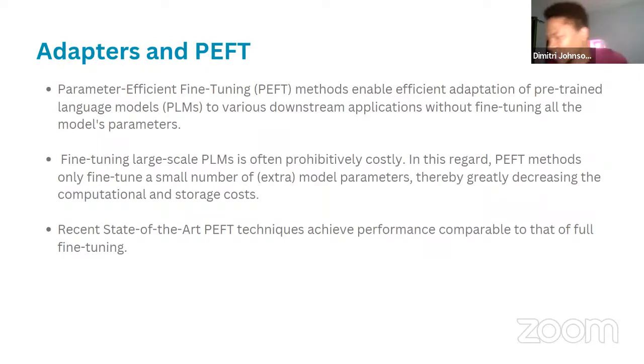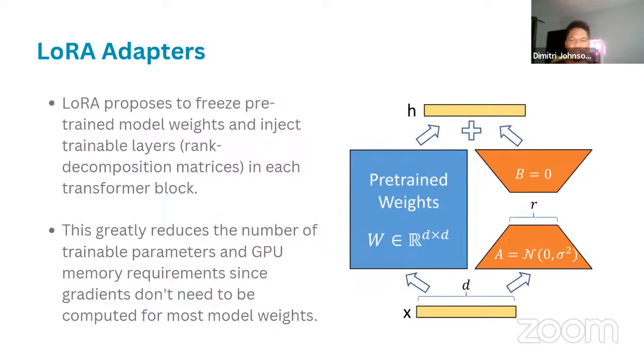Adapters. Let's talk about adapters. Adapters are kind of the in thing right now, a form of parameter efficient fine-tuning, right? This method enables efficient adaptation of pre-trained language models, PLMs, to various downstream applications without fine-tuning all the model's parameters. So let's continue. Fine-tuning large-scale PLMs is often prohibitively costly. In this regard, PEFT methods only fine-tune a small number of extra model parameters, thereby greatly decreasing the computational and storage costs, right? And recent state-of-the-art PEFT techniques achieve performance comparable to that of full fine-tuning. You know, sometimes these claims aren't as true, but I guess we can take that one for what it is.